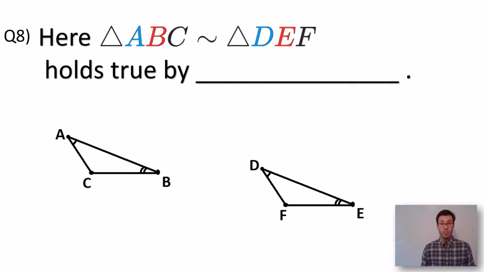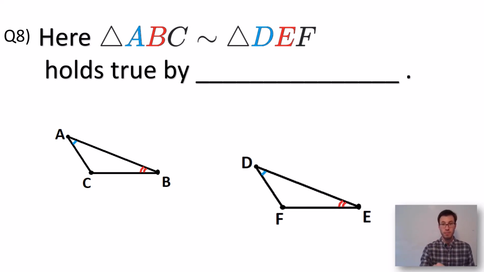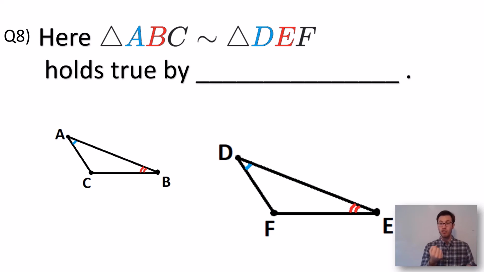Now I just see two angles. I see angle A and B. Angle A and D, they're congruent. They have the equal measure. And B and E also are congruent. They have equal measure. So here, these triangles would be similar by angle-angle similarity. And notice, we could even make this triangle larger or smaller. We don't know here. But they're proportional, those sides are, and these triangles are similar by angle-angle similarity.